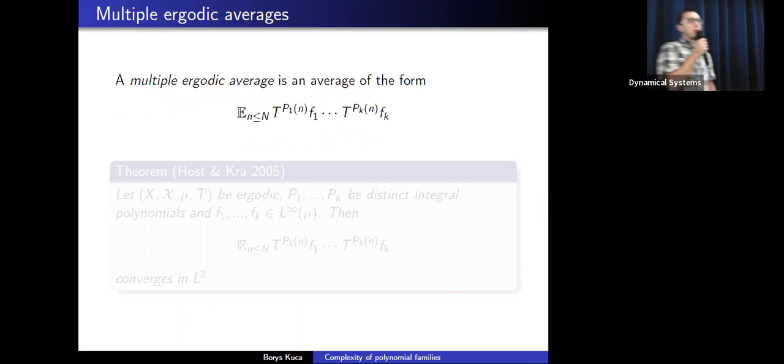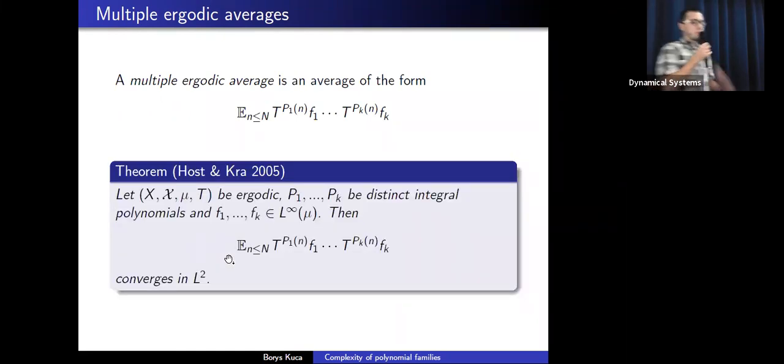So during this talk, I will focus on discussing the properties of so-called multiple ergodic averages. These are averages of this form. So here I'm averaging over a product of functions, where on each function I'm acting by a polynomial iterate of the same transformation T. One of the main results about the convergence of these averages has been proved by Host-Kra in 2005. They showed that if the system is ergodic and if the functions are L infinity, and if I take distinct integral polynomials, then the following sequence converges in L2.